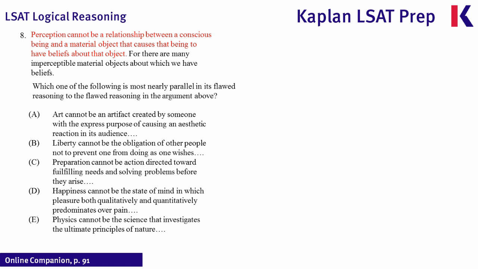All six arguments, the one in the stimulus, in red there, and the choices, have a conclusion in the same form. Do you see it? All of them say X, some term, can't be defined as thus and such. You can't define perception as a relationship between yada yada. You can't define art, choice A, as this construct. You can't define liberty, preparation, happiness, physics, etc. Each one's conclusion denies a definition.